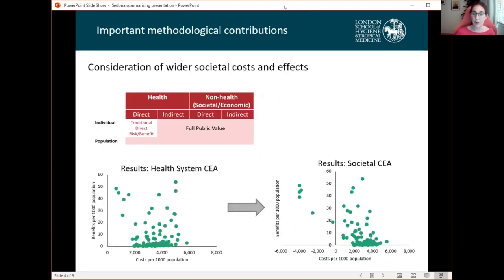Next is consideration of wider societal costs and effects. And I think this is really important. This is one of my personal bugbears, and we've seen in Allison's presentation specifically how important this can be in changing the decision, especially where the burden is high. If you include costs outside of just the direct costs to the health system, you start to see that it actually does save money across society.